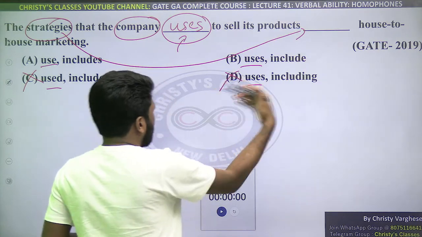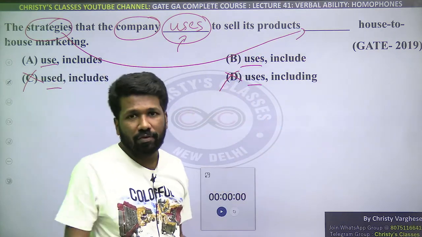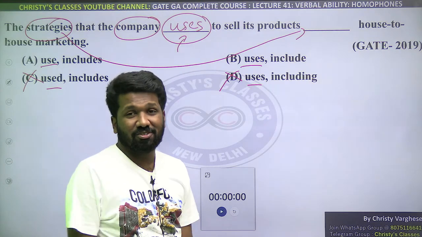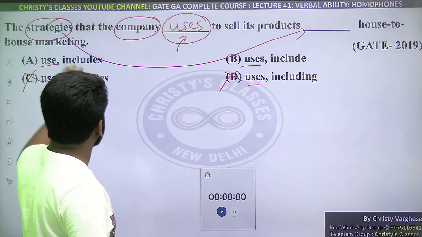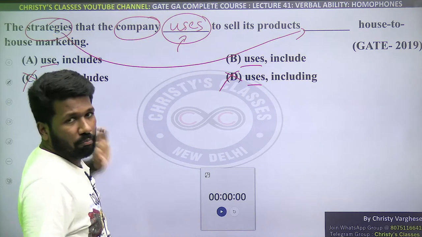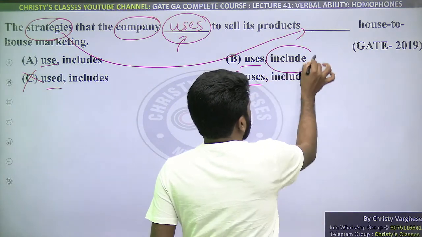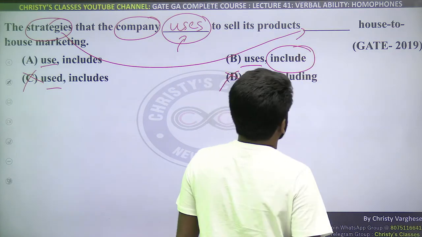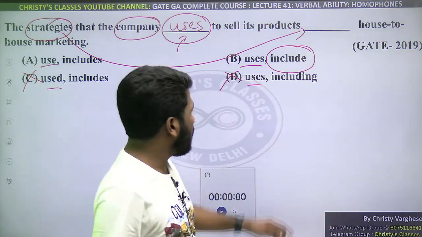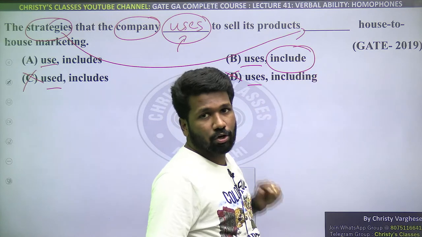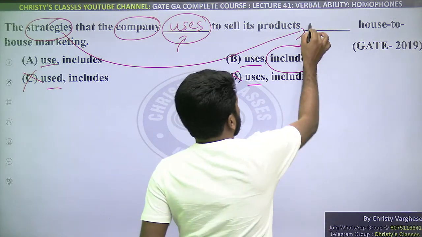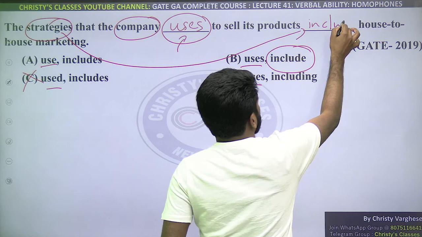Including is continuous tense, that is not needed. Includes or include, which should be used according to English grammar? Strategies is plural, so the verb should be plural. Plural is without S, so it is include. Are you all understanding? So it is option B which is the correct answer.